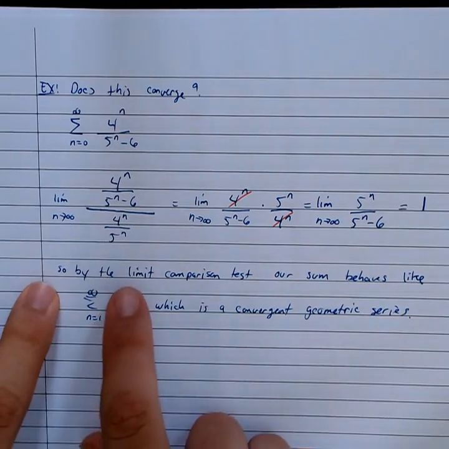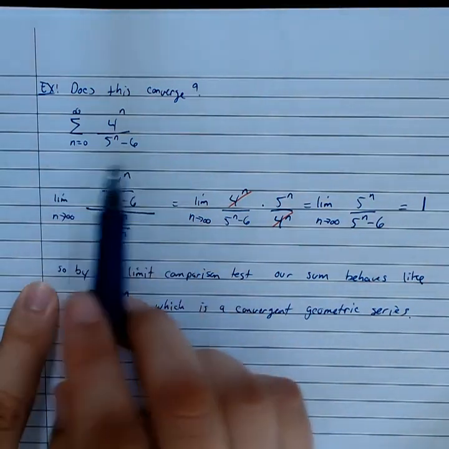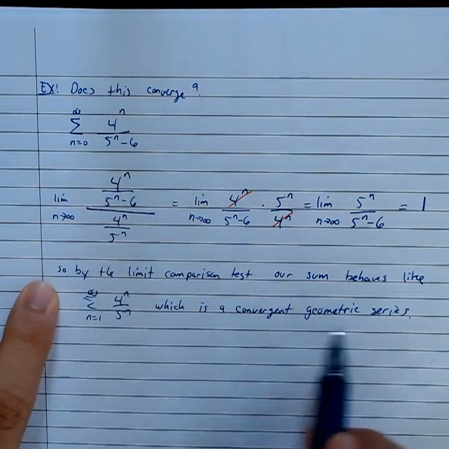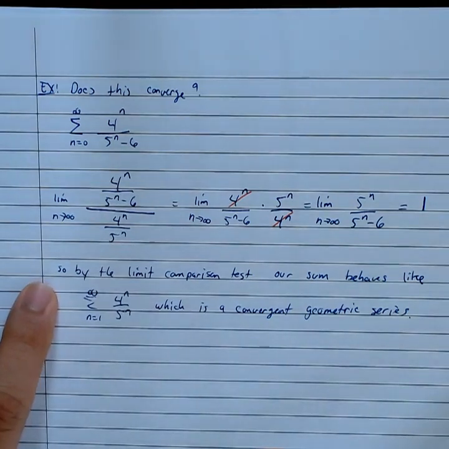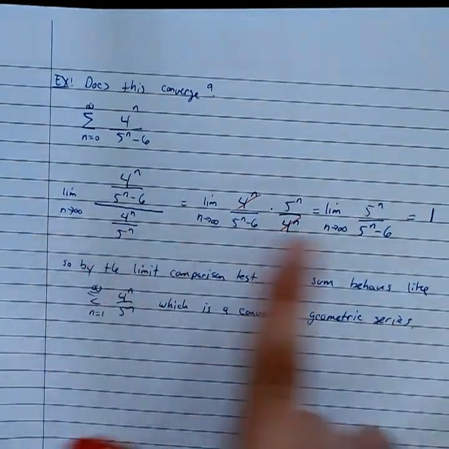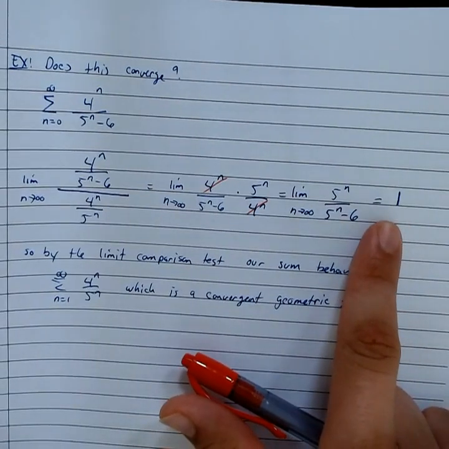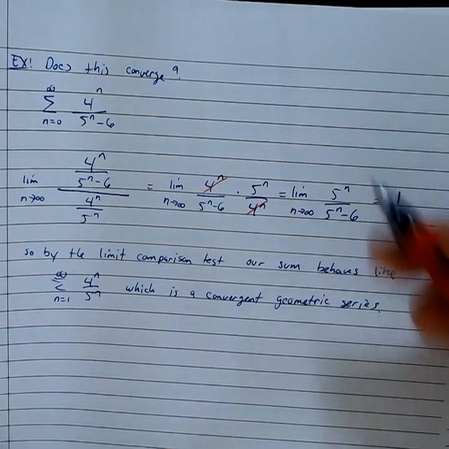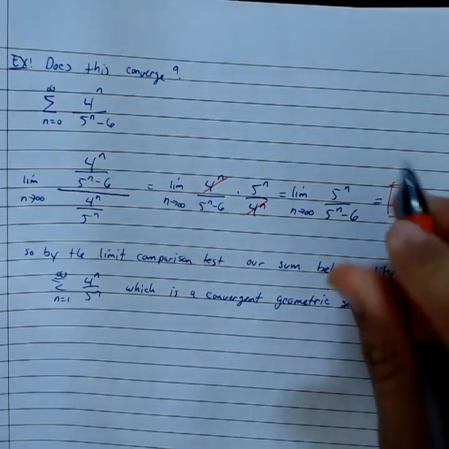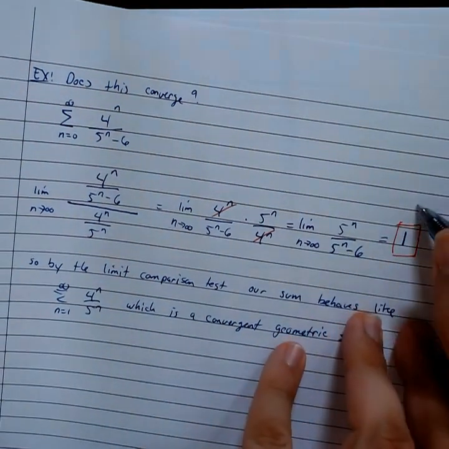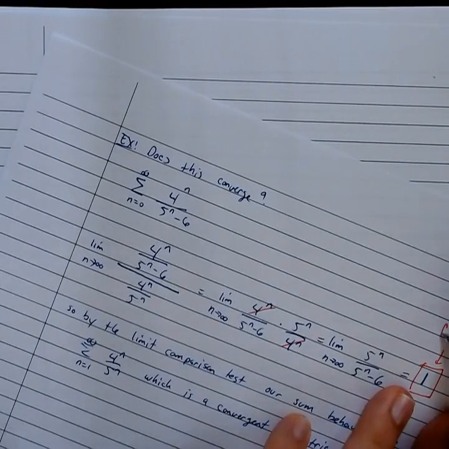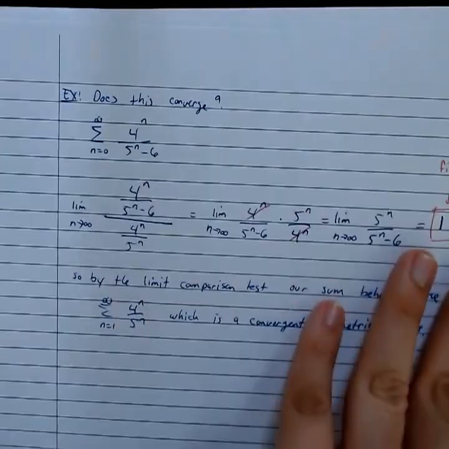Which means that our series, the one we care about, the one we're looking for, will also converge just like this geometric series. Note here, the important part was that this limit was equal to 1. It didn't have to be 1. It could have been 10 or 45,000. All that matters is that this number be finite and not 0. Just like that.